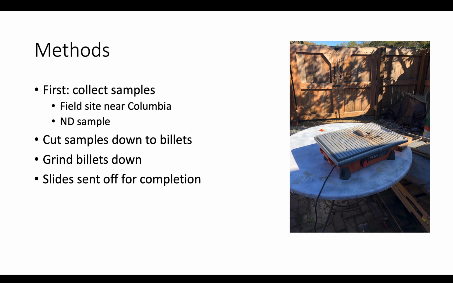The second part, after we got the samples, was to cut them down to billets so that they could fit on a microscope slide. On the right here is the rock saw that I used to do that. After we cut them down to billets and affixed them to their slides, we started grinding them down so that we could look through them, so they have to be really thin. We didn't get to finish that because of all the COVID restrictions, so we had to send them off to a company for completion, and we just got those back recently, and I've been looking at them under a microscope.